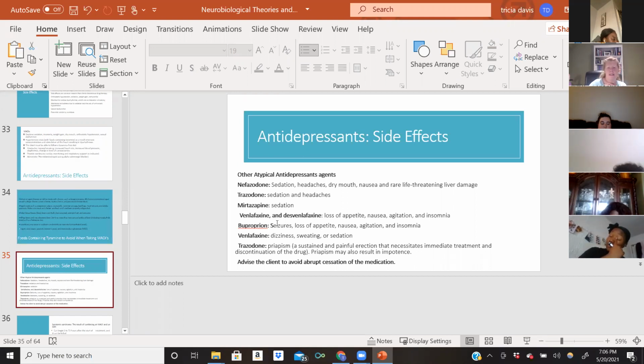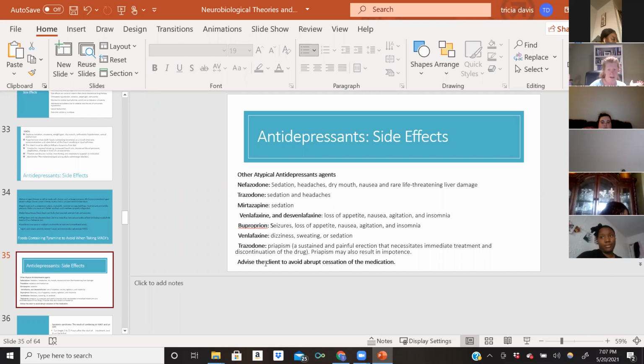Bupropion causes seizures, loss of appetite, nausea, agitation, and insomnia. Venlafaxine can also cause dizziness, sweating, or sedation. And then trazodone can also cause priapism, which is a sustained and painful erection that does require immediate treatment, and then you would absolutely have to discontinue the drug. And it can also result in impotence.